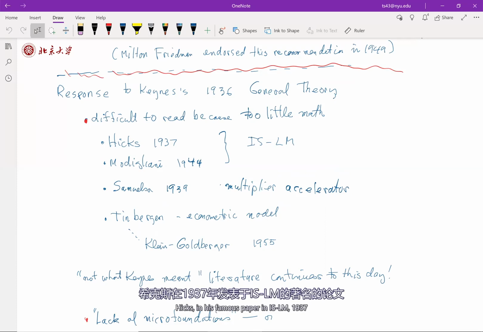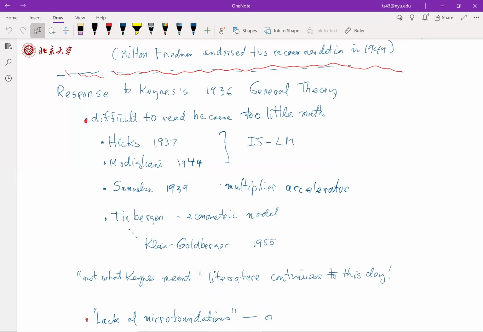Hicks, in his famous paper on IS-LM in 1937, and Franco Modigliani in '44, wrote down small simultaneous equation systems that had Keynesian-like decision rules, just like he had, but it was all written down. And then they solved for national income. They wrote down some simultaneous equations, solved for national income, and did a bunch of experiments.